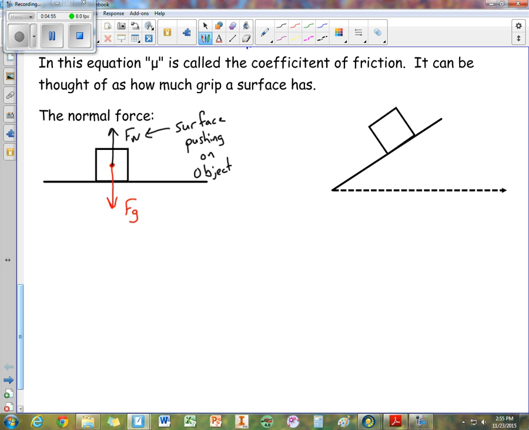So what makes this tricky then is if we have something sitting on an incline. The force due to gravity is still vertically down. But if you think about it, the surface is pushing in a different direction. You see, the word normal means perpendicular. So the normal force will always be perpendicular to the surface.